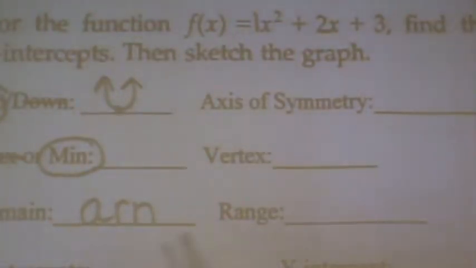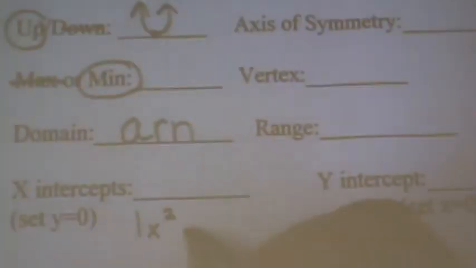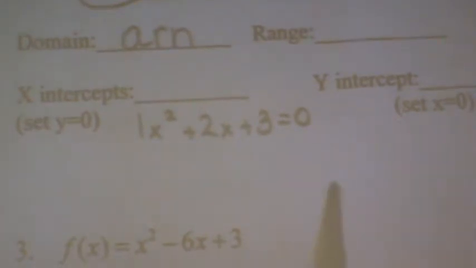Well, this is where you have to go back to chapter 2. How do you find the x-intercepts? You plug 0 in here. So you have 1x squared plus 2x plus 3 equals 0. What are the different ways that we can solve this? We have to solve this. And you learn this in chapter 2, 2.2.